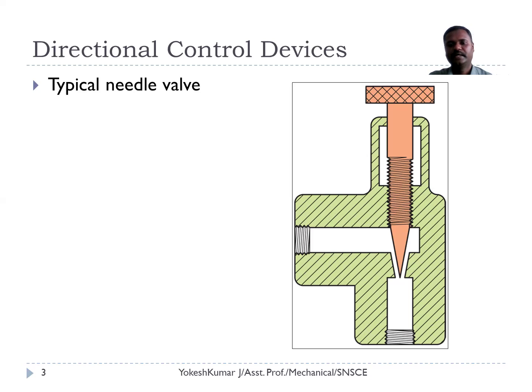If we rotate the hand wheel in the clockwise direction, the needle will be completely closed. There is no area of opening. There is no flow between inlet and outlet. If you rotate this valve in the counterclockwise direction, there is an area of opening in the valve. So since there is an opening in the valve, the inlet port is connected to the outlet port. Flow will happen from the inlet to the outlet.